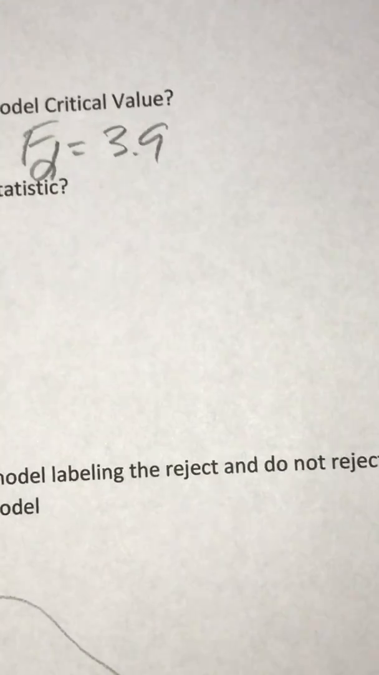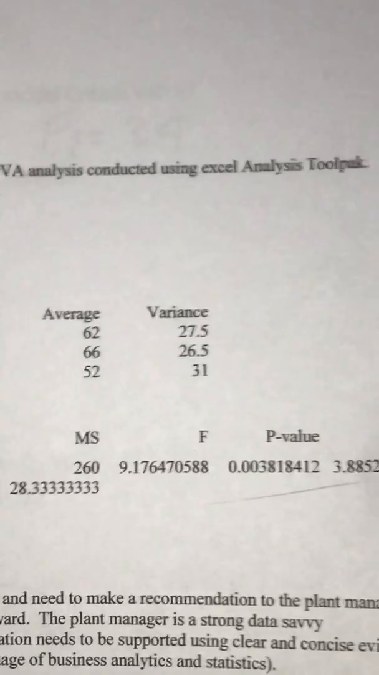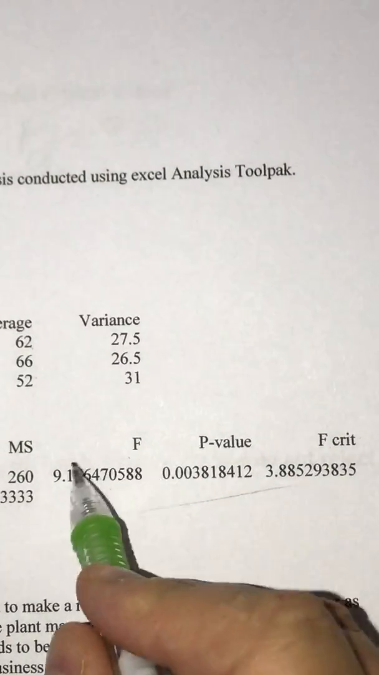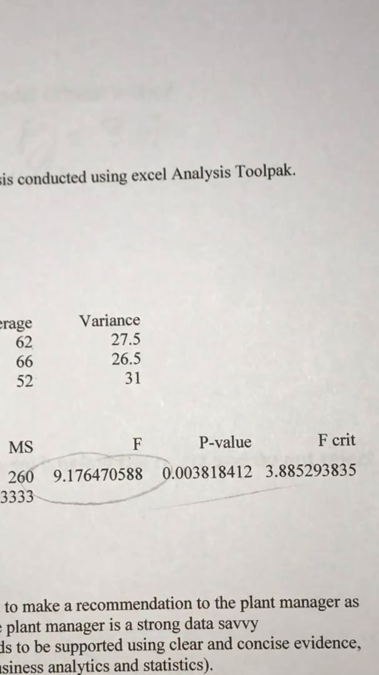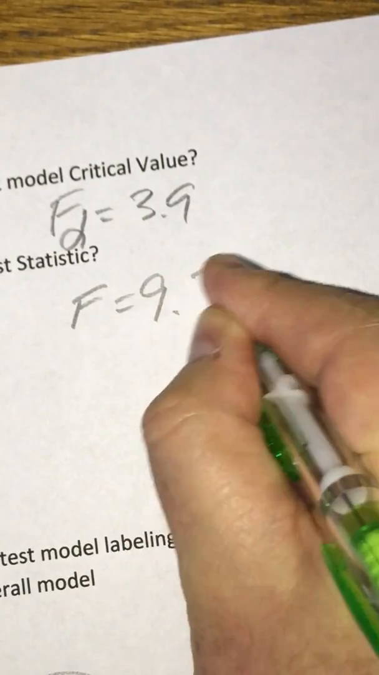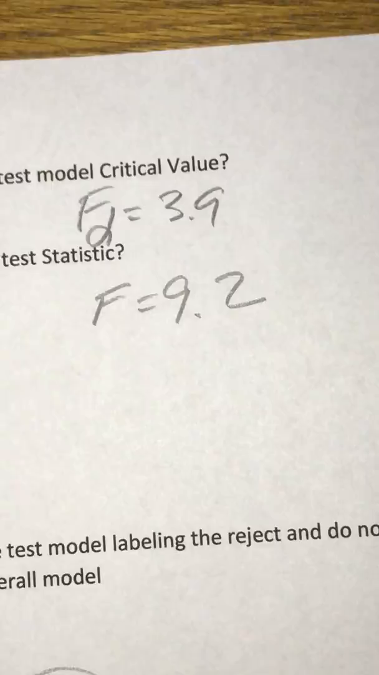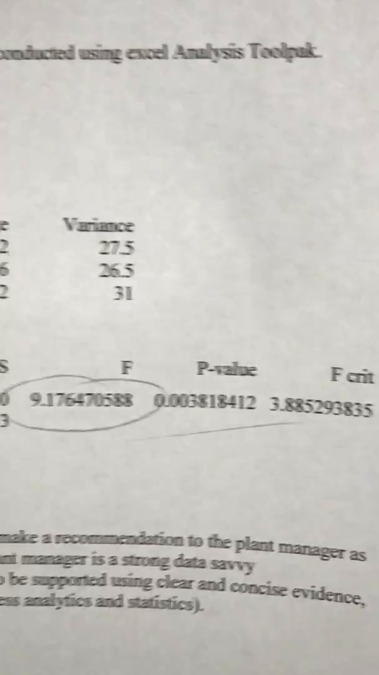The test statistic, working with the actual output, here's your test statistic. It is the F value, and it's 9.17. So I'm going to round that to 9.2. And that's all we really need to pull right now from this output.